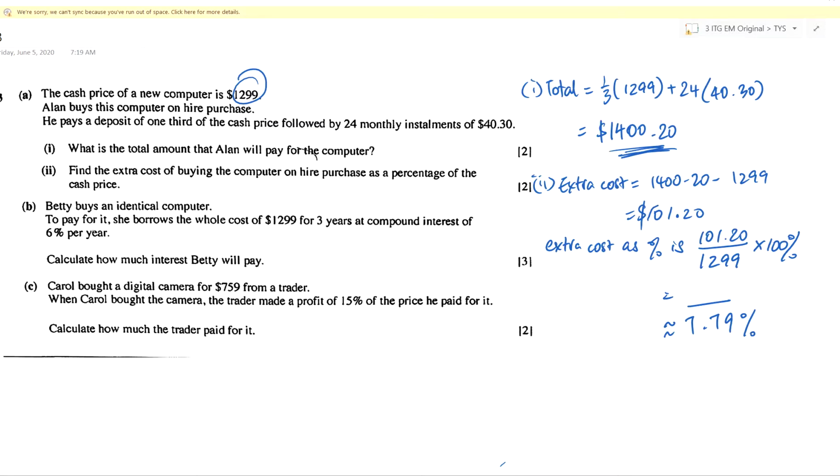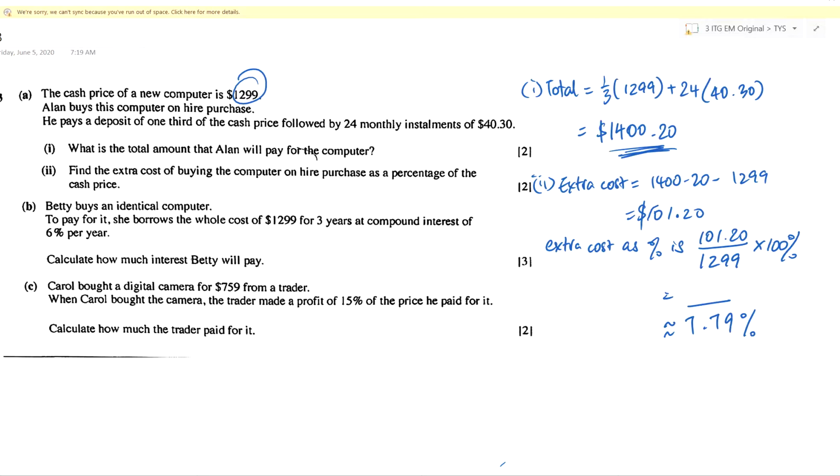For part B, Betty buys the same computer, but she borrows the whole cost of 1,299 for 3 years at a compound interest of 6% per year. So we need to use our compound interest formula. If you did not memorize that, although you should, you can refer to our formula list. The very first, under compound interest, it says total amount. This is not the interest. This is principal plus interest.